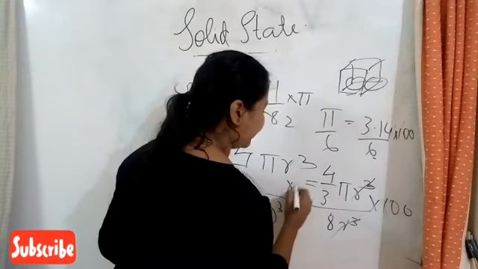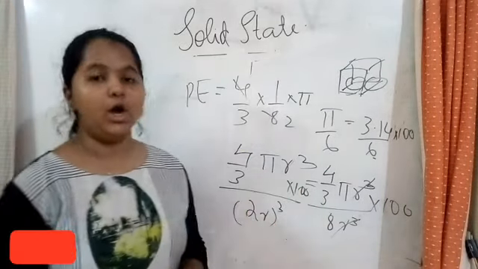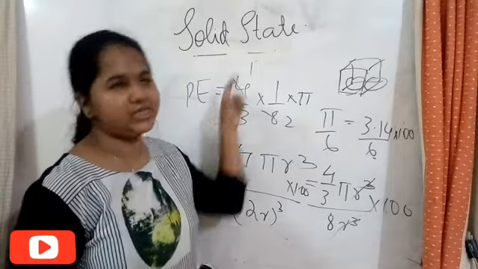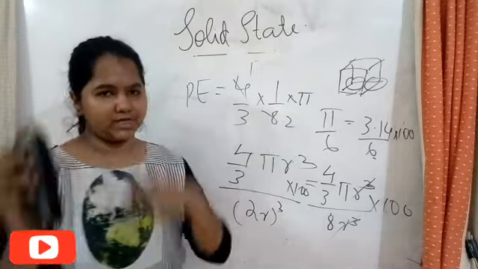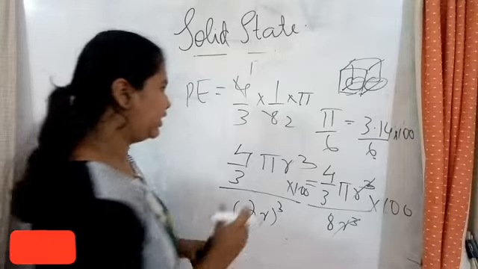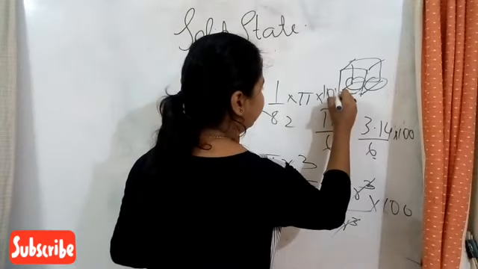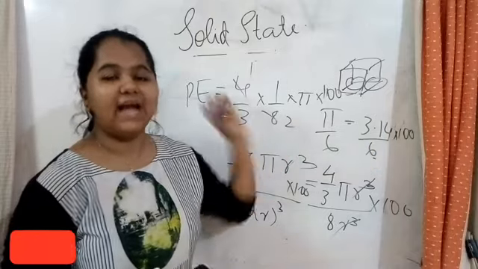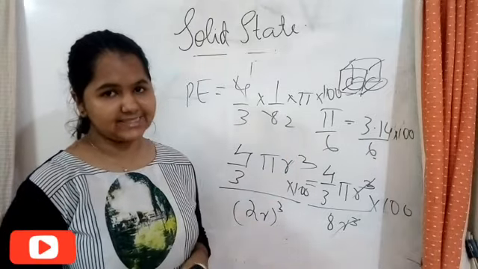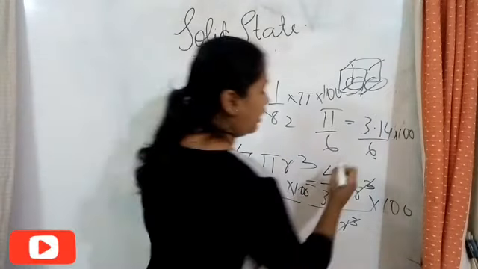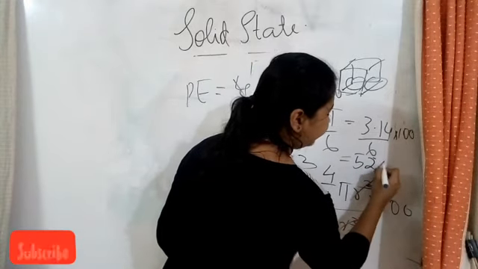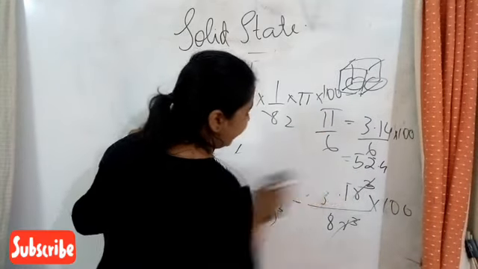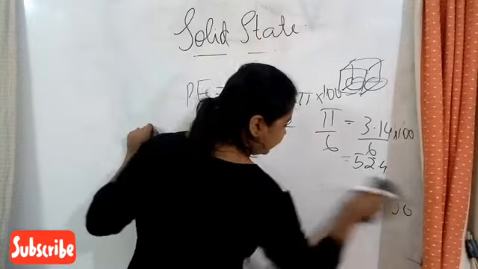So here also, when you write the equation, write the 100 and do it. Or else you have to write the packing fraction and do it, and then multiply by 100 to find out the packing efficiency. So what is this? Into 100. Okay, so this is the packing efficiency. You will solve this, and the answer that you will get is 52.4.